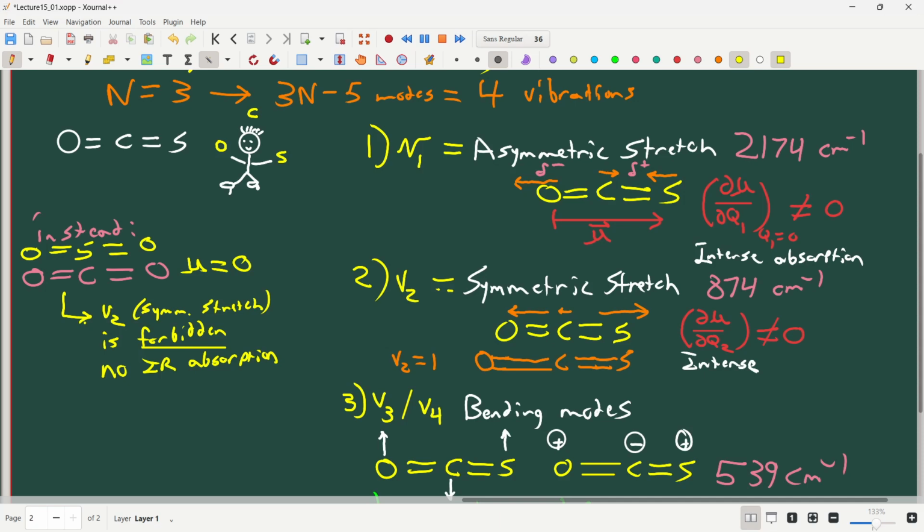Okay, so before Sean gets bored, let's move on to a more interesting molecule.